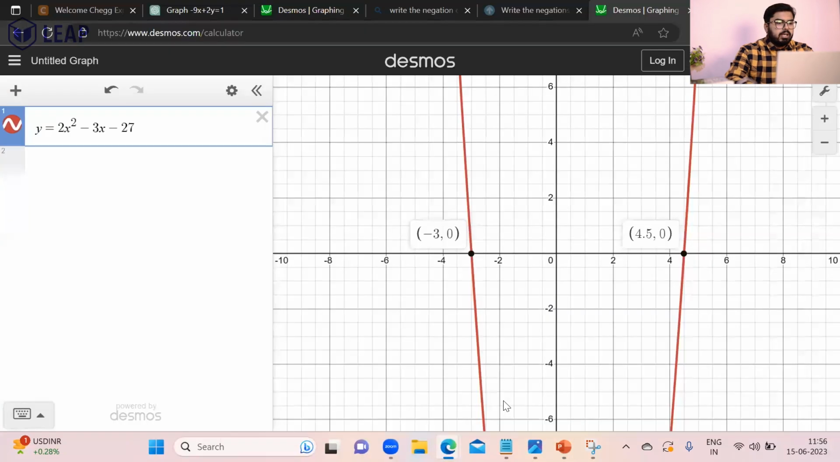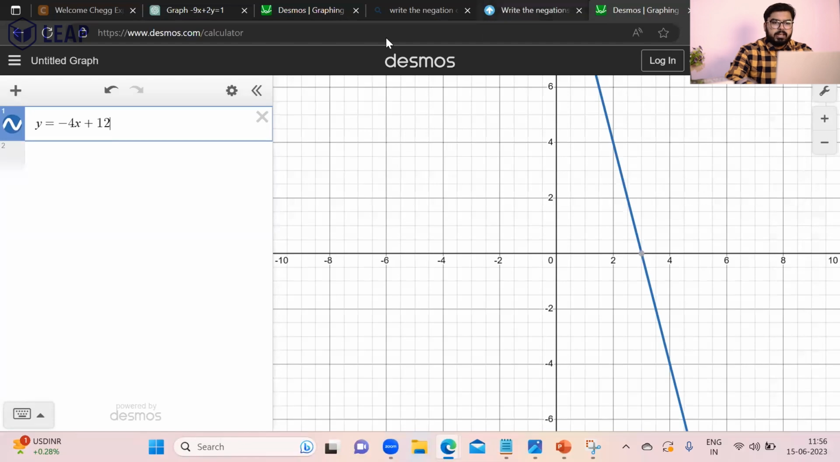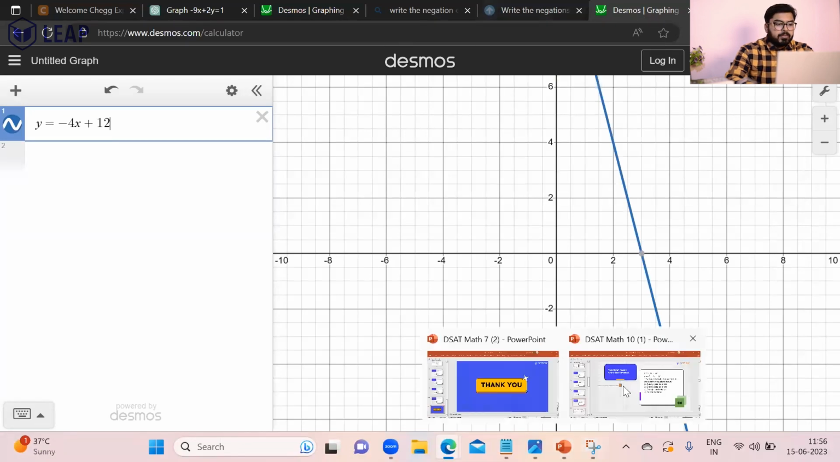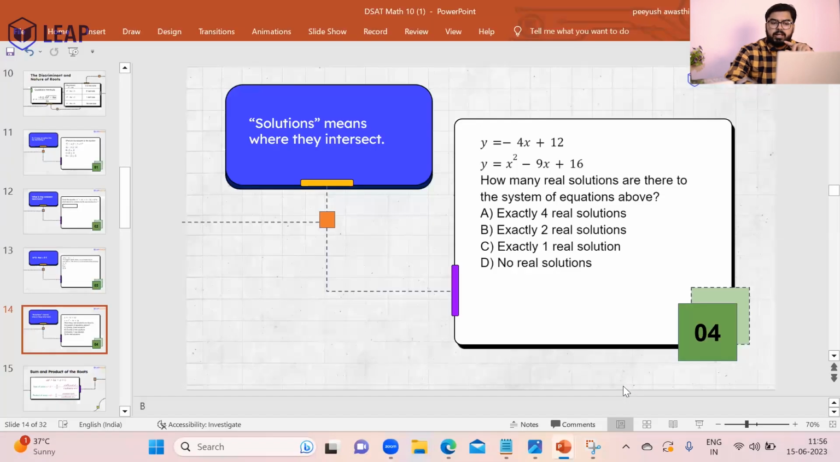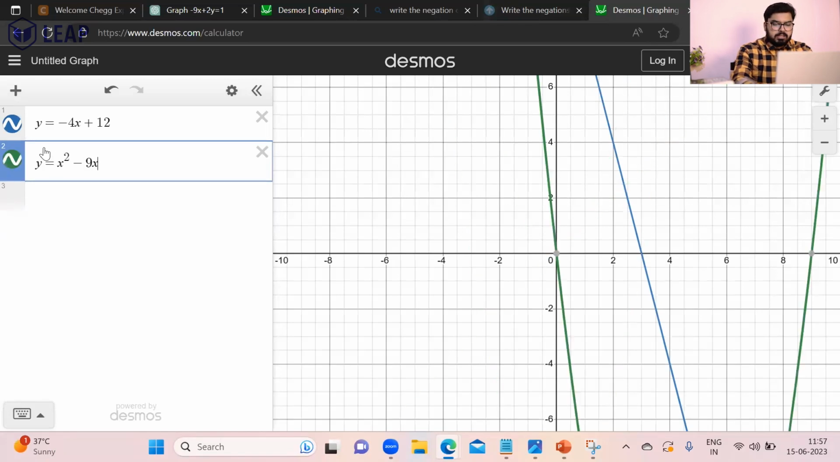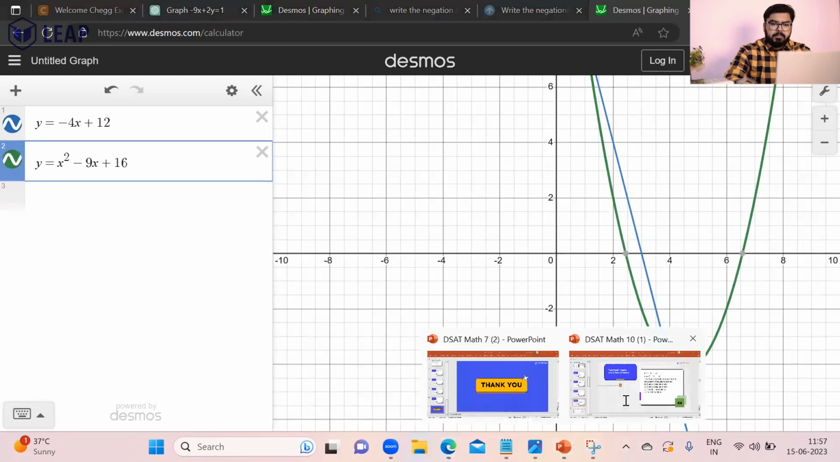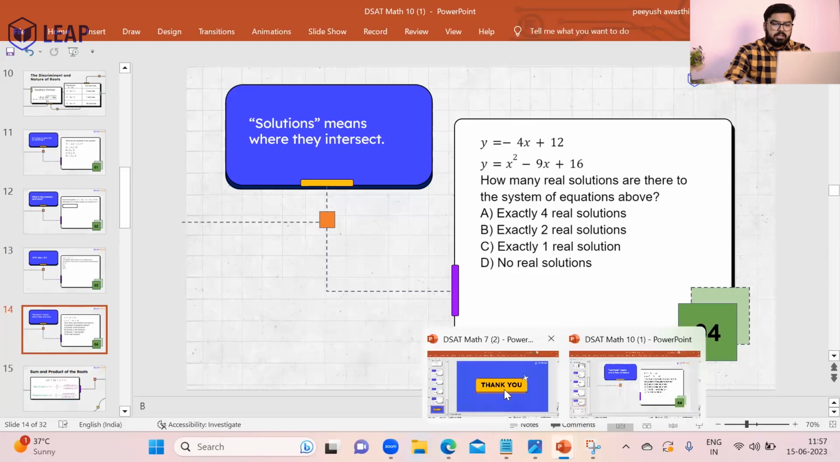Y equals minus 4x plus 12. That is one equation, right? What is the second equation? The second equation is y equal to x square minus 9x plus 16. Let me just confirm. Y equals x square minus 9x plus 16, right?